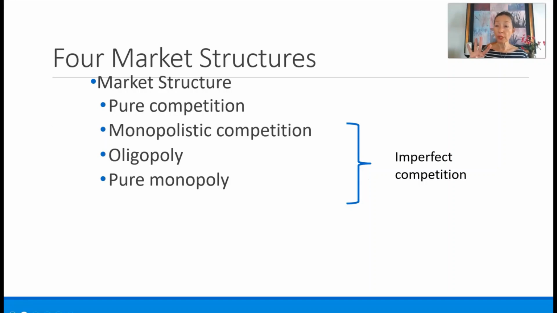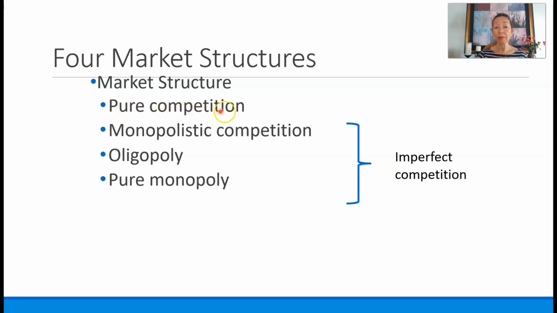Okay, so we have 4 market structures that we're going to talk about. The first one is going to be pure competition. Then we're going to talk about monopolistic competition, oligopoly, and pure monopoly. Now note I have this bracket here that says these 3, monopolistic competition, oligopoly, and pure monopoly, are forms of imperfect competition. Now I think it's super important to understand that we're going to start with this construct of pure competition, but importantly, pure competition is actually more theoretical in nature. Very few firms and industries are purely competitive.